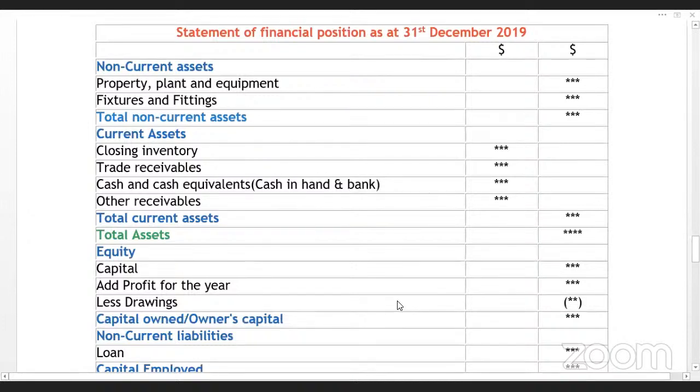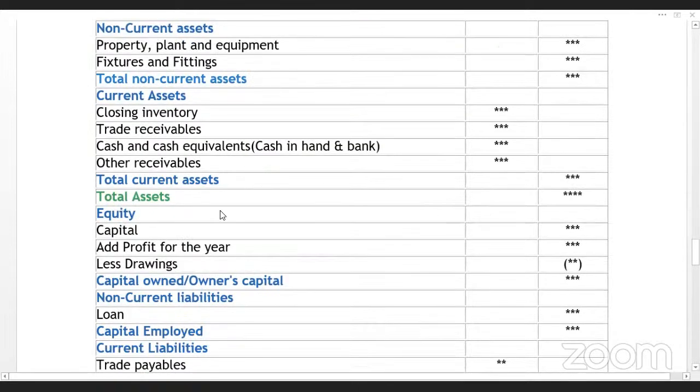You start with the non-current assets. You present them. You show the fixtures and fittings, the property, plant and equipment, and many others, depending on the information you have. You get their total. You move to the current assets. You present them. You get your total assets figure. Total assets, that is current assets plus the non-current assets.